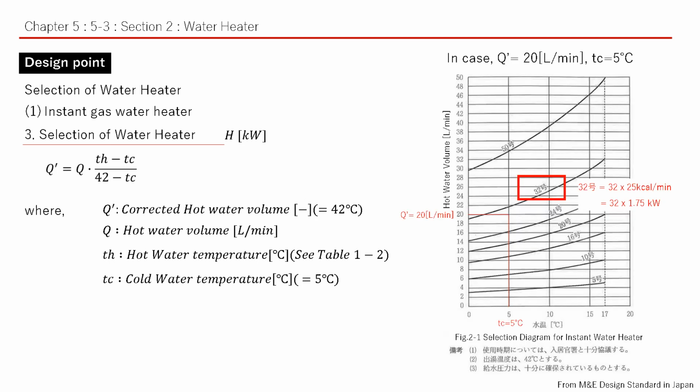We will select the capacity of the water heater. But this method is to translate units for Japanese equipment. Therefore, we can skip this method if choosing a global product. In Japan, we use a local unit for water heater selection. We say 1.75 kilowatts is 1 go. Fig. 2-1 is the selection curve according to water volume and cold water temperature.